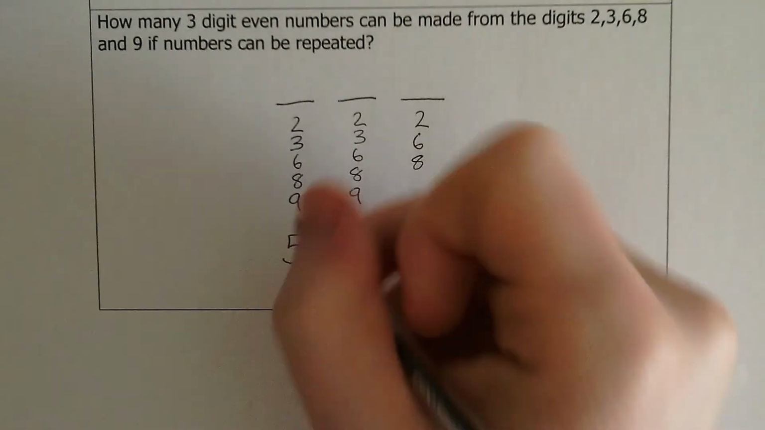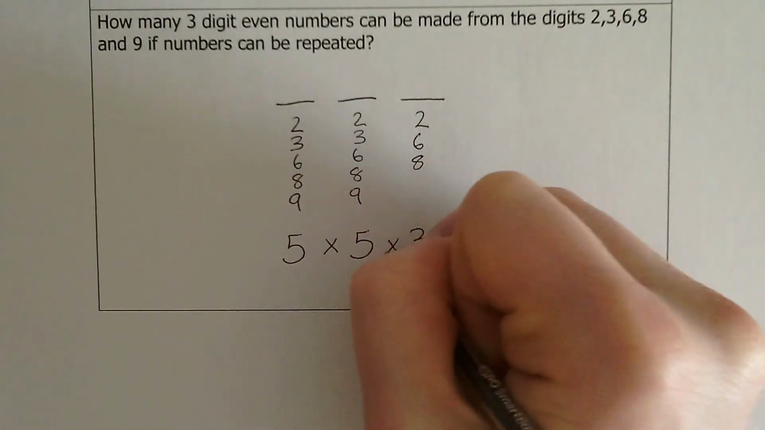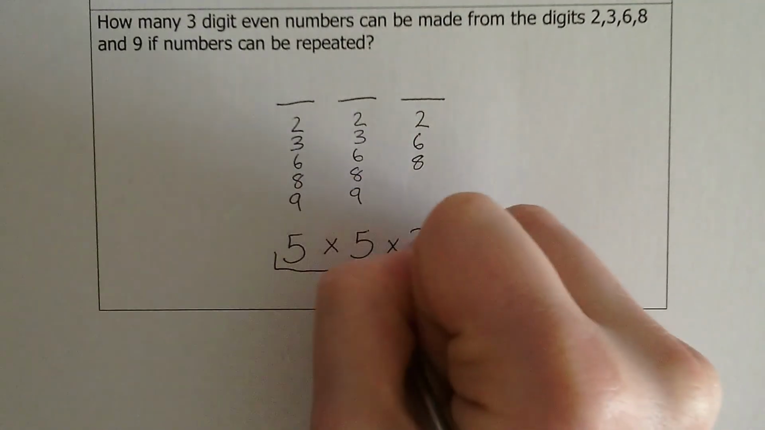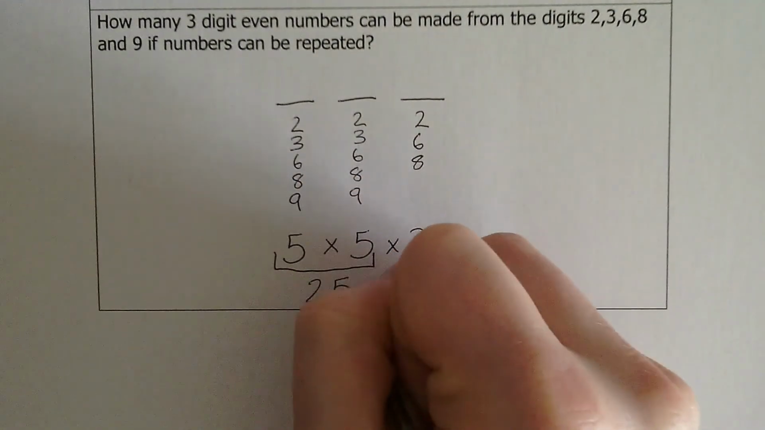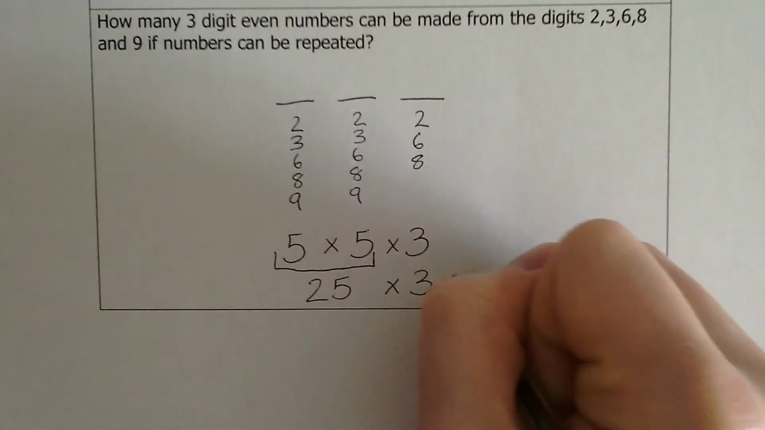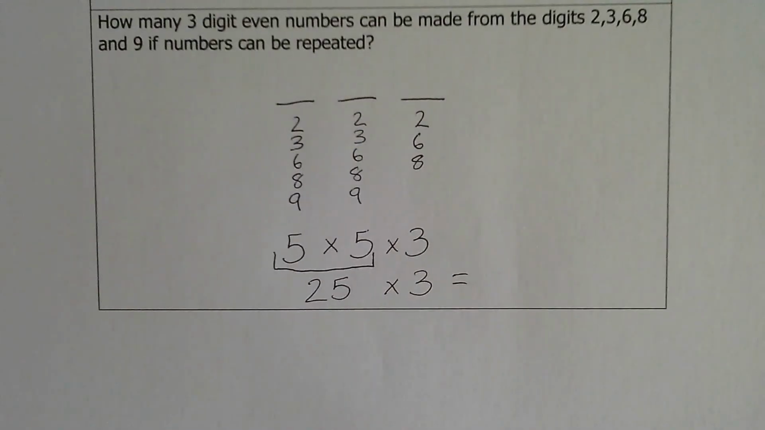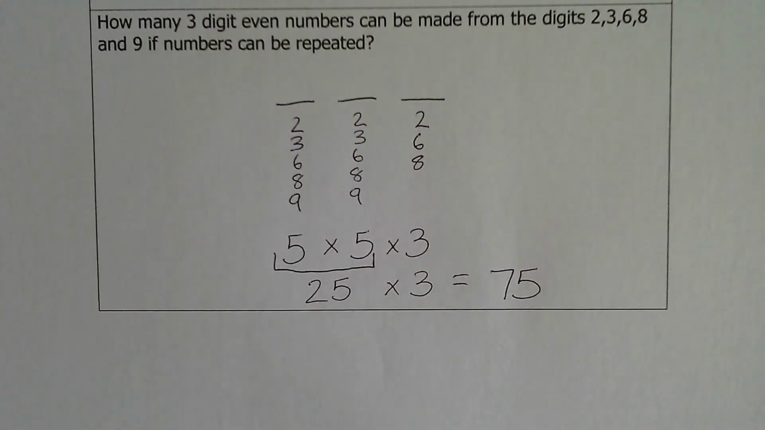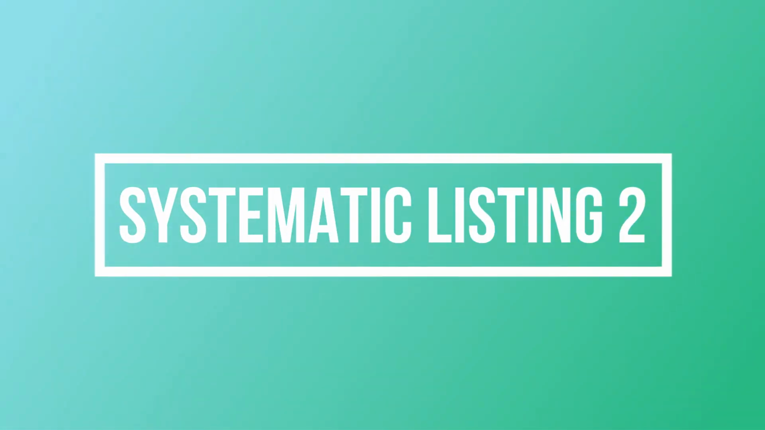We need to multiply these numbers together to work out how many choices we have altogether. 5 times 5 is 25. The times by 3 will drop down because we've not used it. And 25 times 3 tells us that there are 75 3-digit even numbers that can be made out of those 5 digits. And that concludes today's lesson on systematic listing.